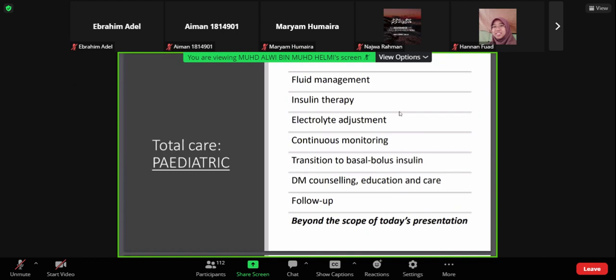Okay, fluid management, insulin therapy, electrolyte adjustment, continuous monitoring, and transition to basal bolus. This is after the patient is out of DKA. And finally, DM counseling, education, and care and follow-up. But these are actually beyond the scope today. I'm going to discuss only the acute management.